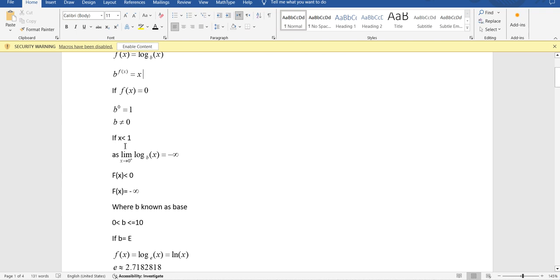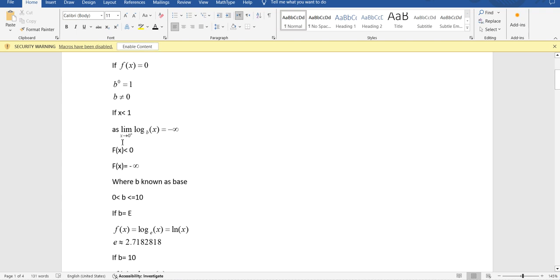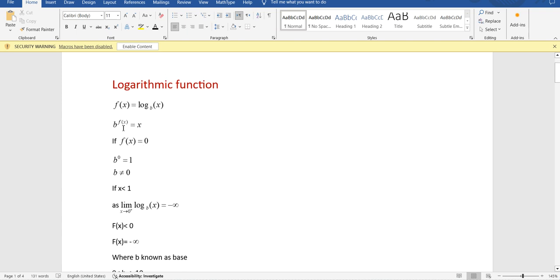For example, if x is smaller than 1, as the value of x is approaching 0, the logarithm approaches minus infinity. As you see here, b is the base, and f of x is minus infinity. Minus infinity means 1 divided by b to the power of the absolute value of f of x.